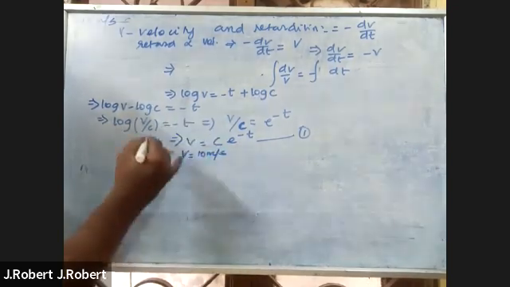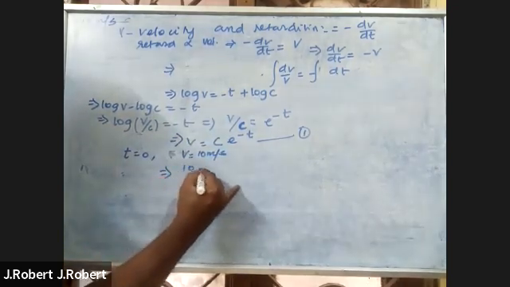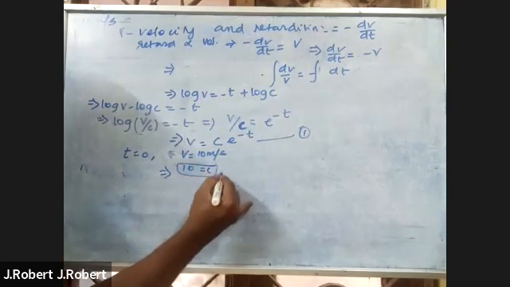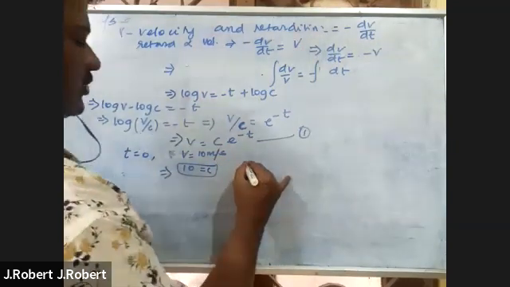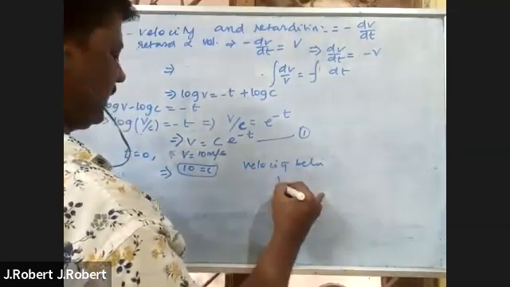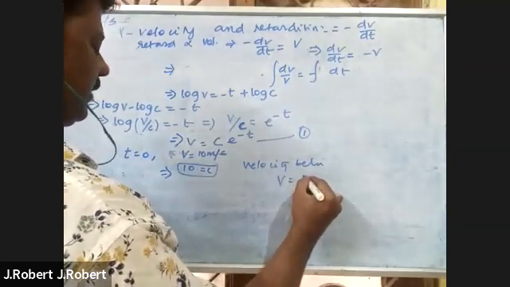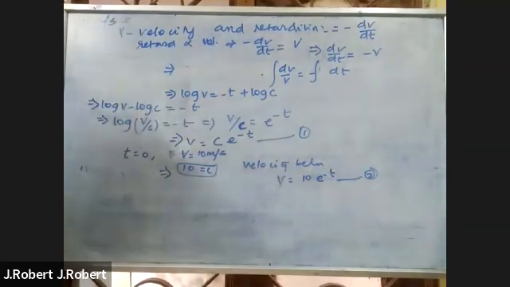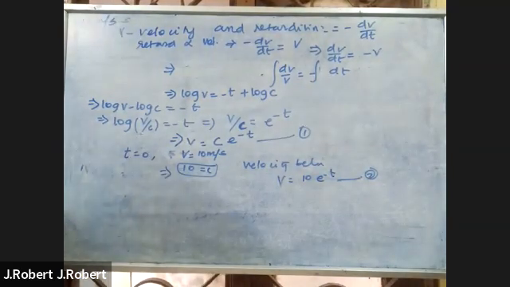Okay? So I will put 0 in place of t and 10 in place of v. Anything power 0 is equals to 1, so your c is equals to 10. The equation becomes v is equals to c with the value 10, e power minus t. Take this as equation 2. What is the question given here? v is equals to 10 e power minus t. The question is: find the velocity after 2 seconds of switching off the engine.